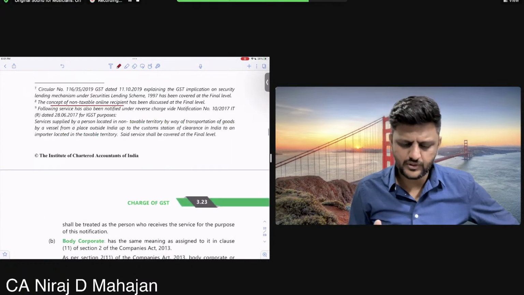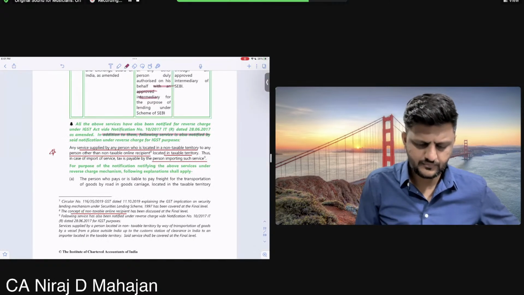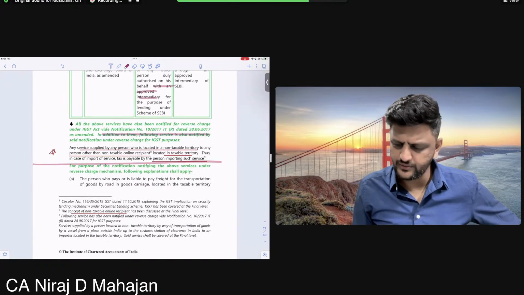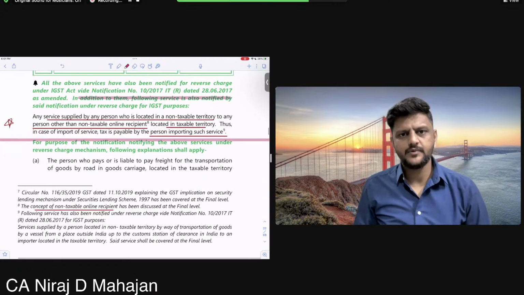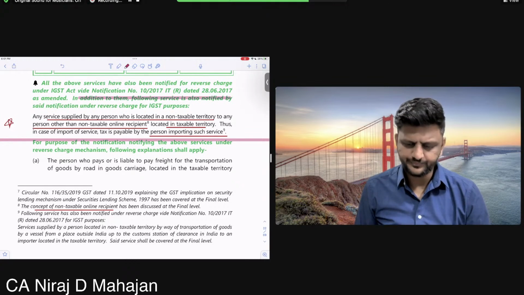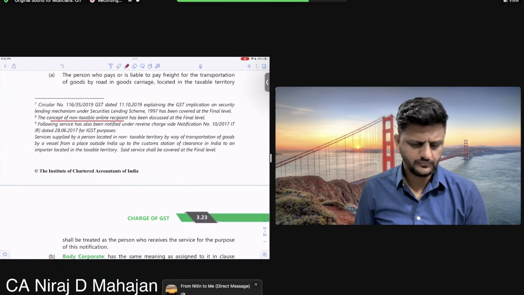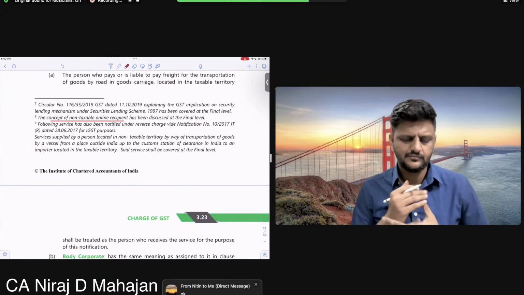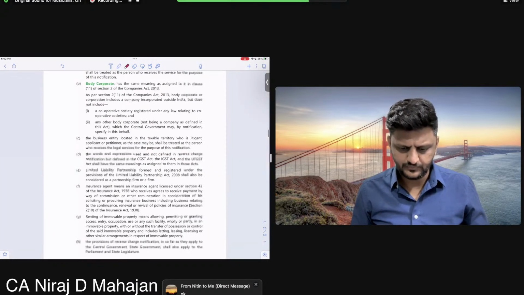There we have just another example. Okay? So this gets over here. So import of services is taxable. So the recipient has to pay the taxes, right? Done till here, all of you?